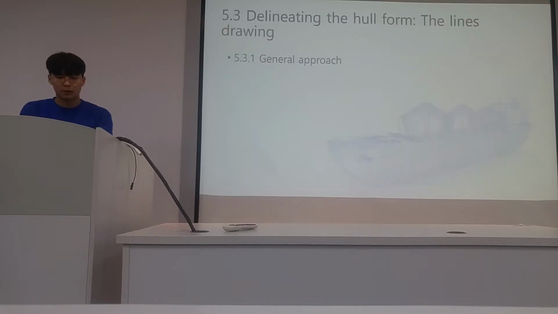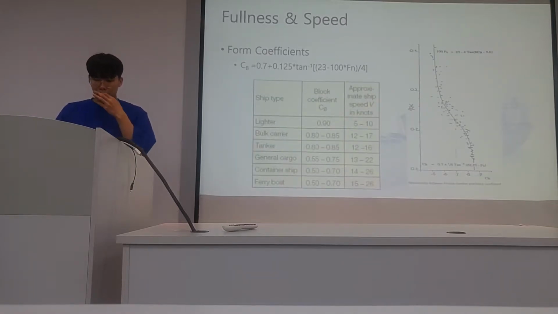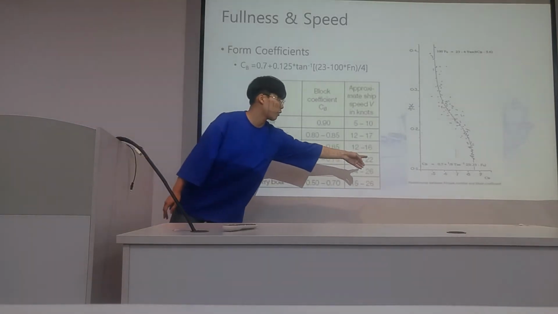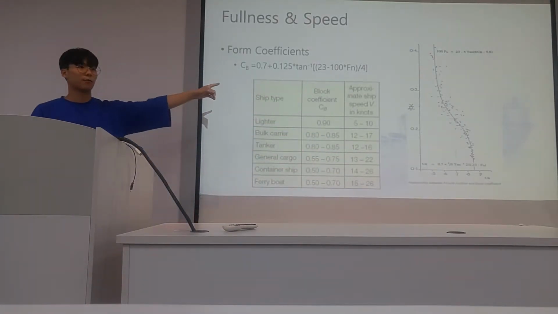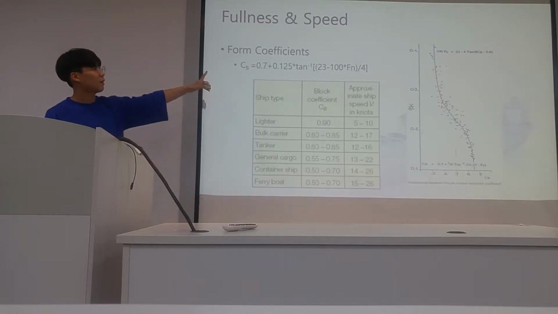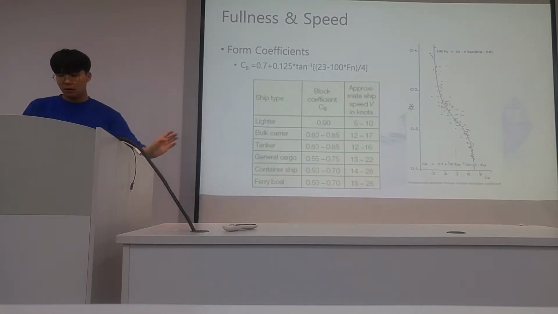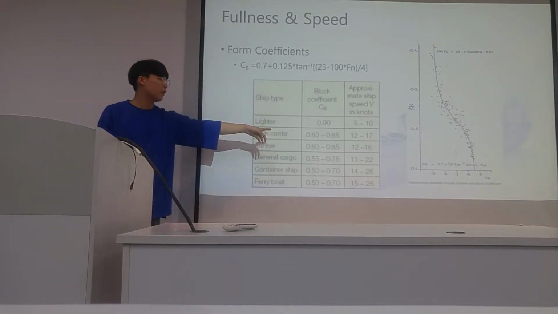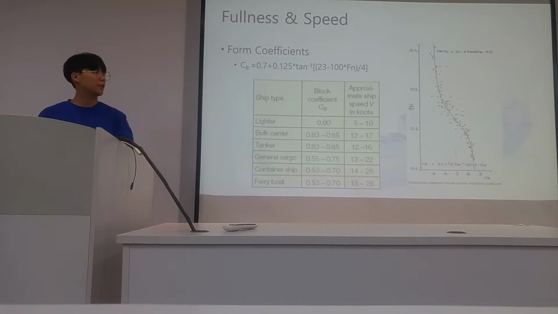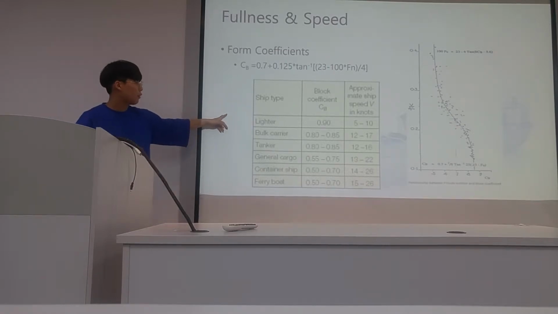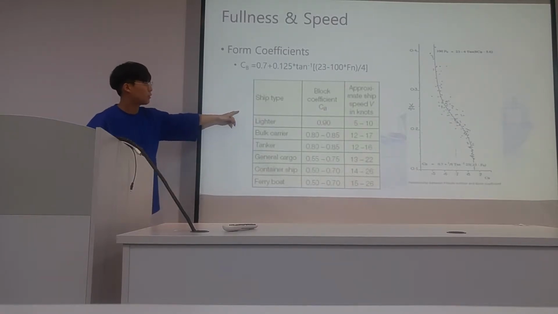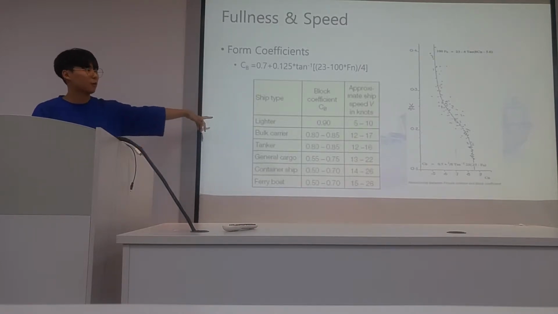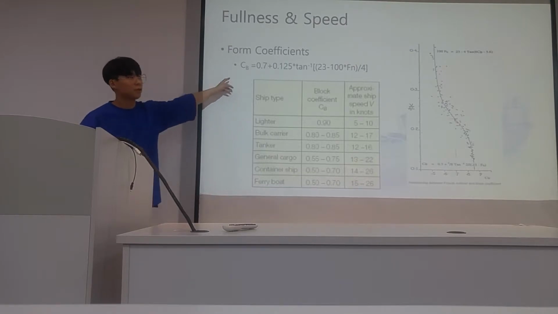And this is a diagram for block coefficients and Froude number. This is historical data of Froude number and block coefficient. This is the equation, and each ship has a very different speed, so slow ships need more block coefficient. So we can design the ship with speed, block coefficient, and Froude numbers.